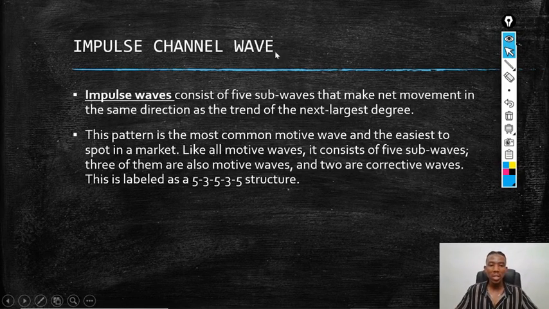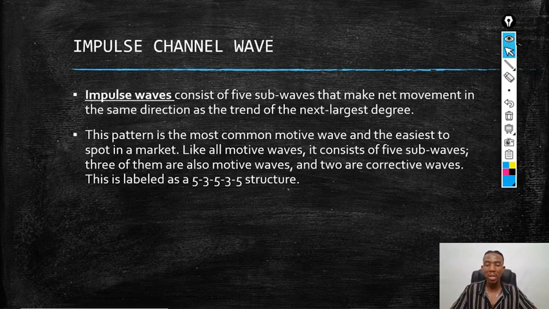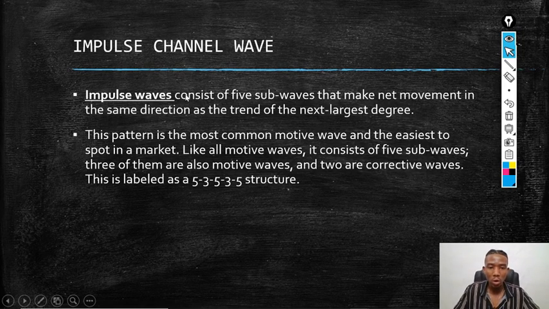So firstly, we're going to start with the impulse channel wave. Do you remember how I told you about the impulse move? An impulse move in a buy trend represents a buy, a correction would represent a sell. An impulse wave consists of 5 sub-waves that make a net movement in the same direction as the trend of the next largest degree. This pattern is the most common motive wave and the easiest to spot in the market. Like all motive waves, it consists of 5 sub-waves. 3 of them are also motive waves, and there are corrective waves as well. So this is labeled as a 5-3-5-3-5 structure.